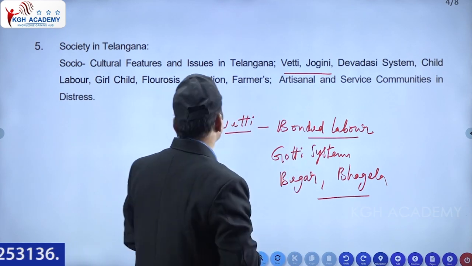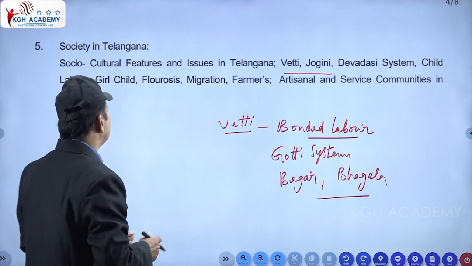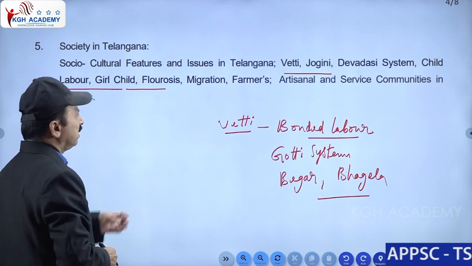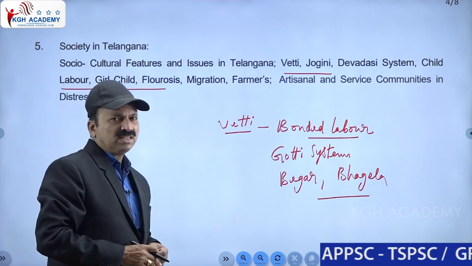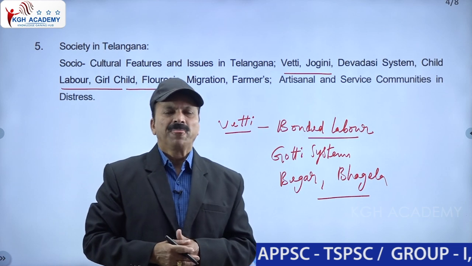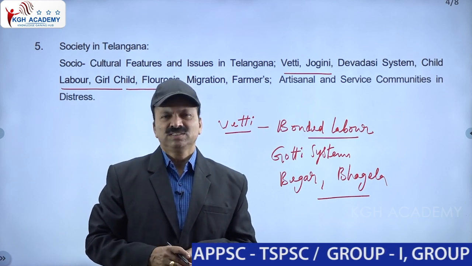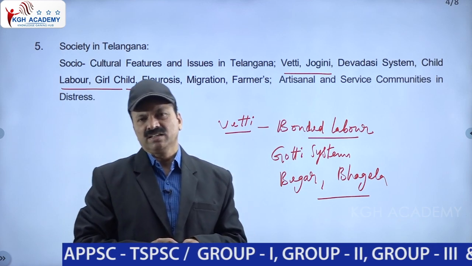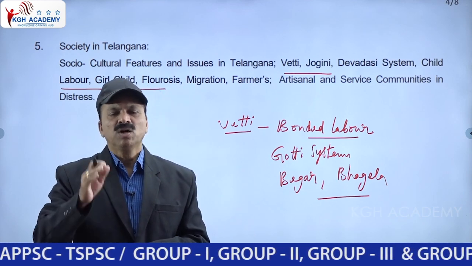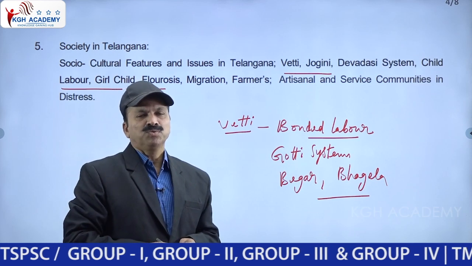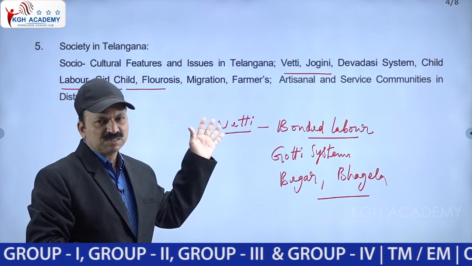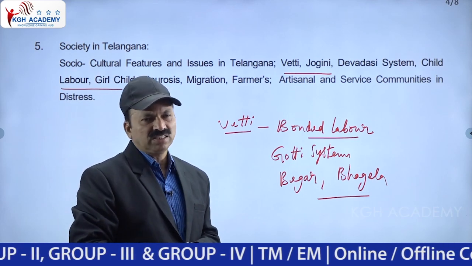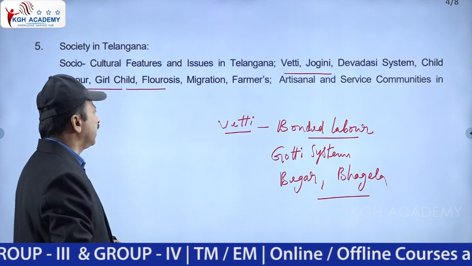Nobody is doing Vetti. Then child labor, once again, girl child labor. Fluorosis: in the Nalgonda region, drinking water facility especially did not exist even during that time. Now measures have been taken, and drinking water facility is provided to fluorosis areas, especially where fluorosis existed. So drinking water is provided.